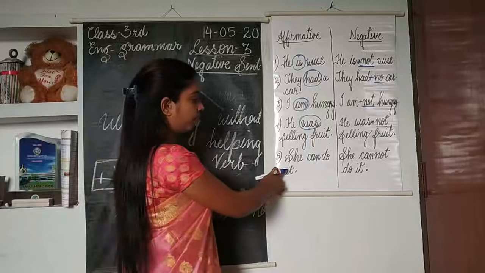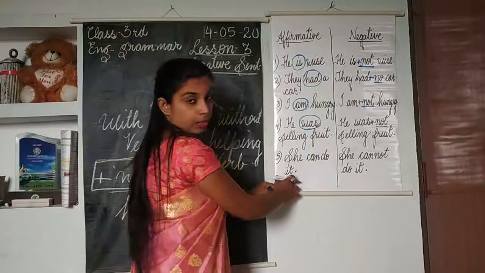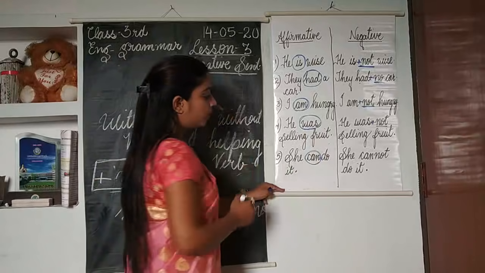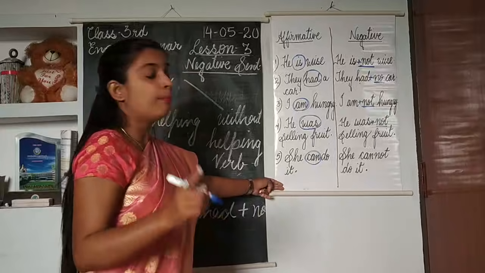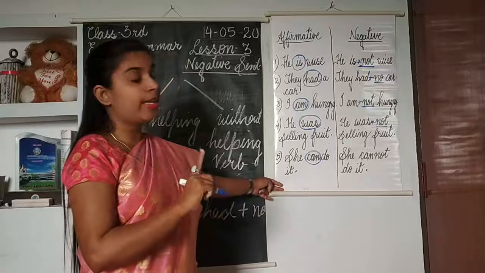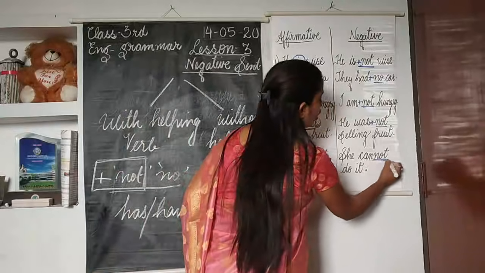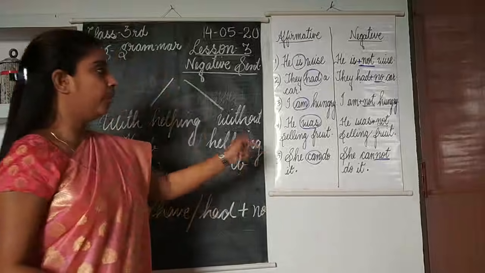Now the last one, fifth one, she can do it. Can is again a helping verb here. Okay, a helping verb is present. So how will you change it into negative? By adding not after can. So she cannot do it. She can not do it.